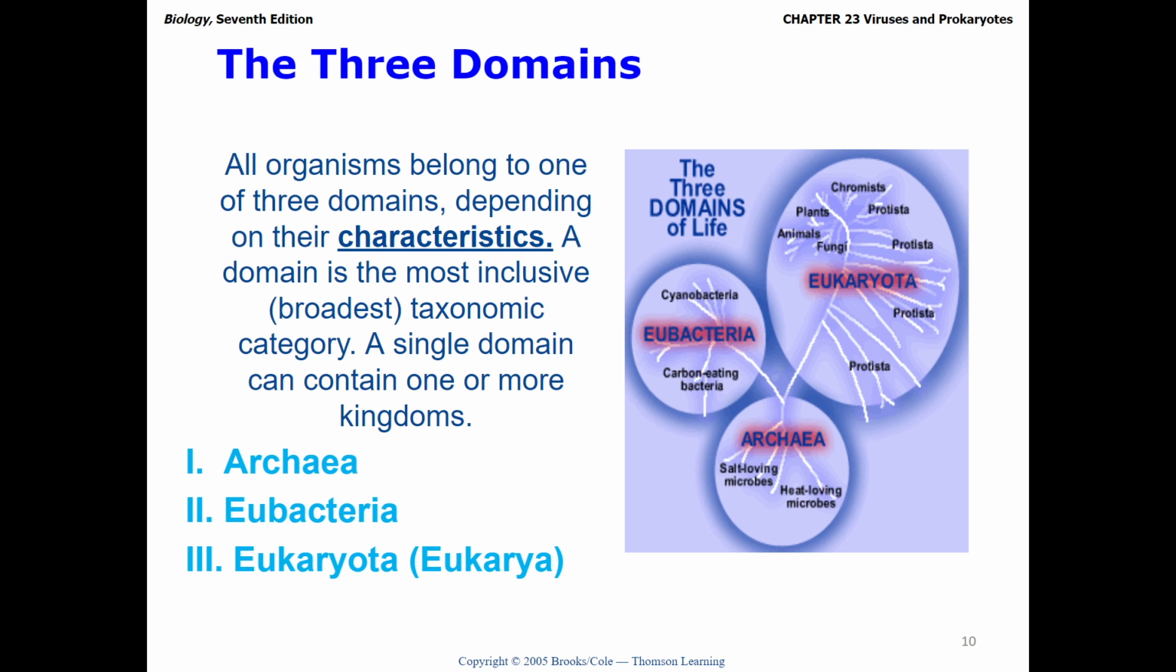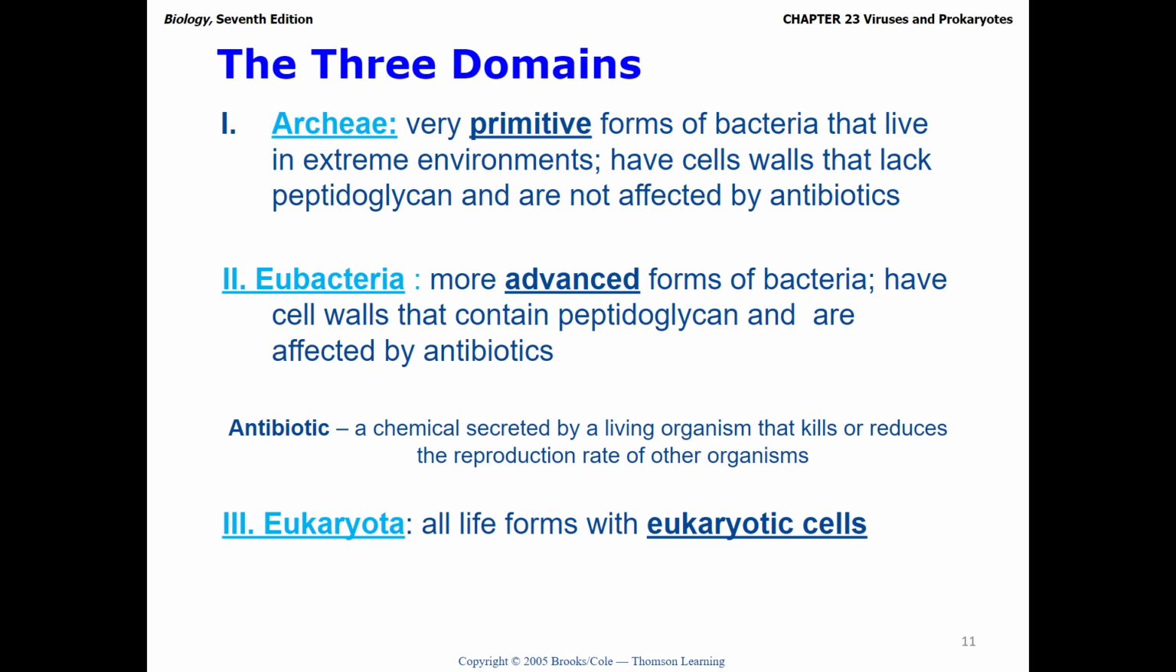Domain Eukaryota, or Eukarya, contains all of the eukaryotic cells, and eukaryotic cells have a true nucleus. Domain Bacteria, or Eubacteria, contains prokaryotes, and the oldest prokaryotes, which do not have a nucleus, like all prokaryotes do not, would be in domain Archaea. So again, domain Archaea and bacteria both contain prokaryotes.